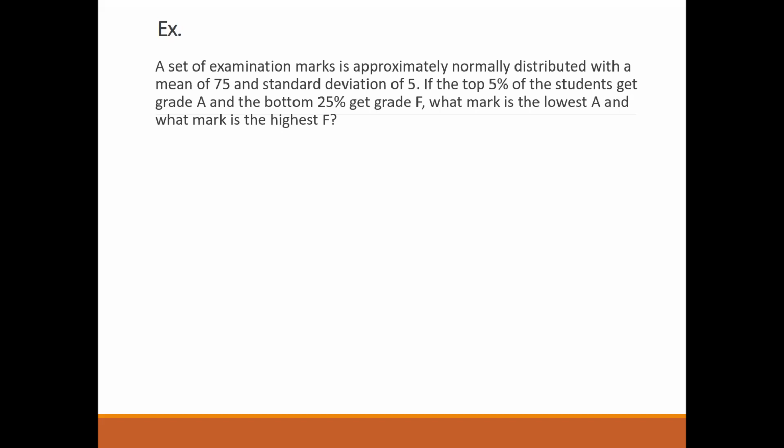Using this 5% and 25%, you are supposed to find the value of X and Z, Z bar, or Z dash, depending on the given problem. If you look at the problem, the probability that the top 5% of the students get grade A can be written as 5 upon 100, which gives you 0.05.